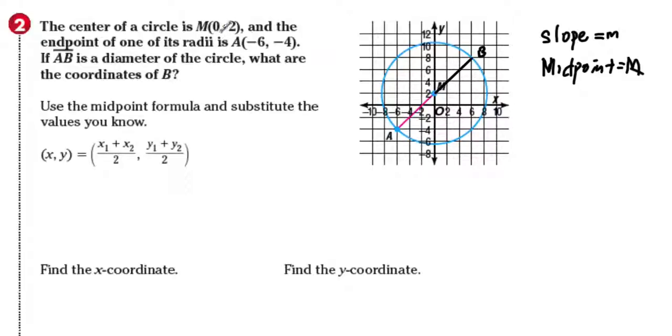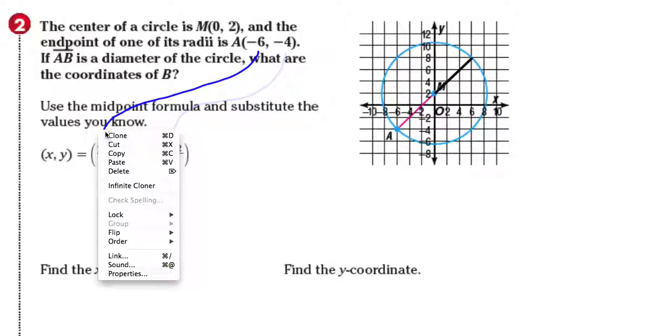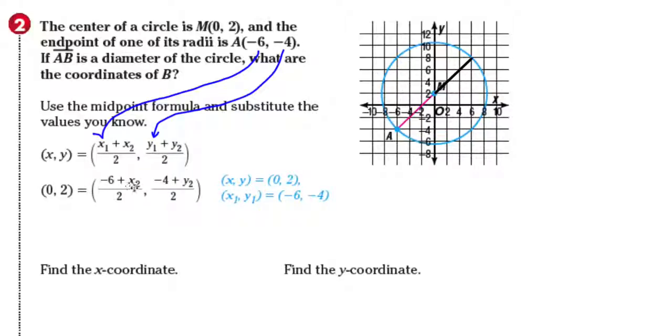We are going to substitute (0, 2) for our x and y. Let me redo that again. So we are going to substitute -6 for x sub 1, and then we are going to substitute -4 for y sub 2. So we'll do that: (0, 2) equals (-6 plus x sub 2 all over 2, -4 plus y sub 2 all over 2).